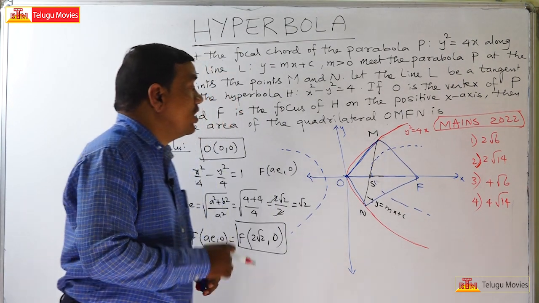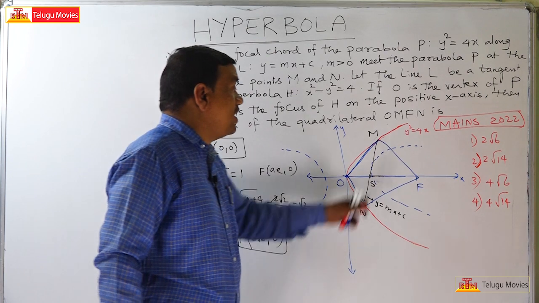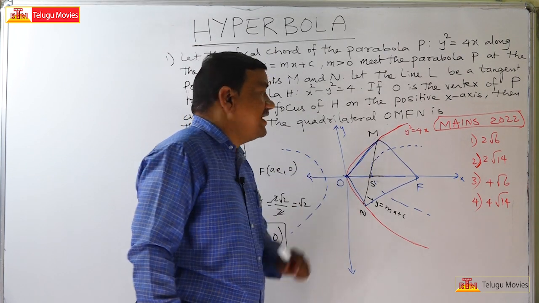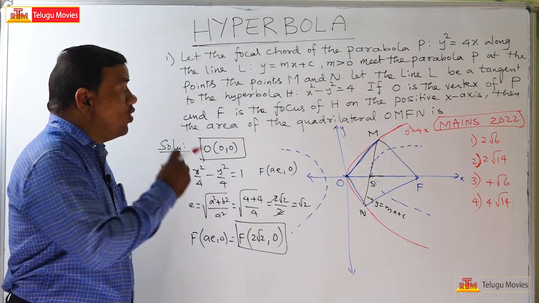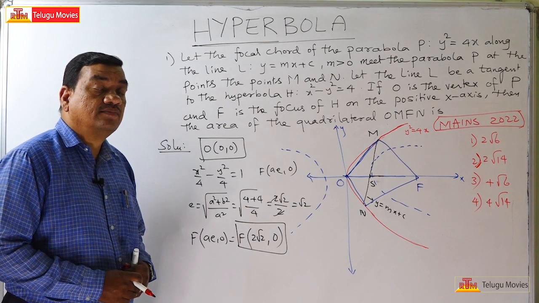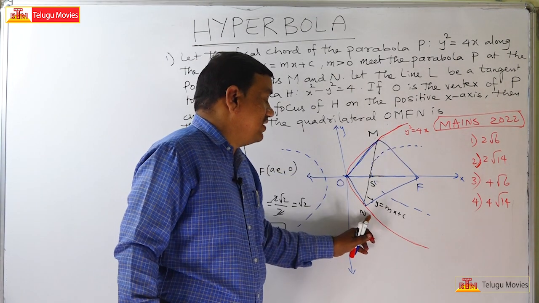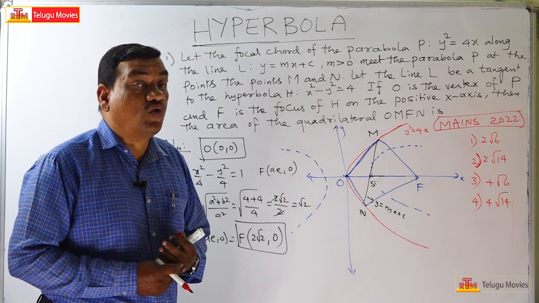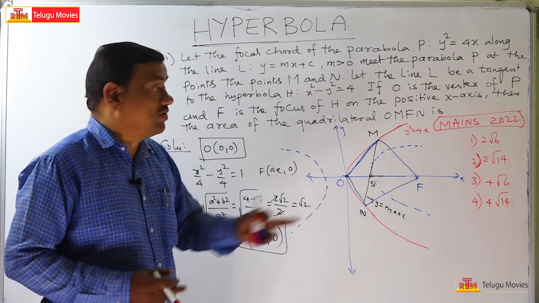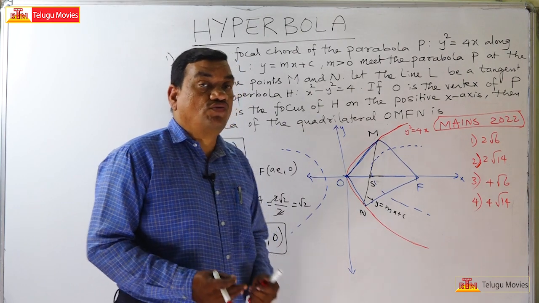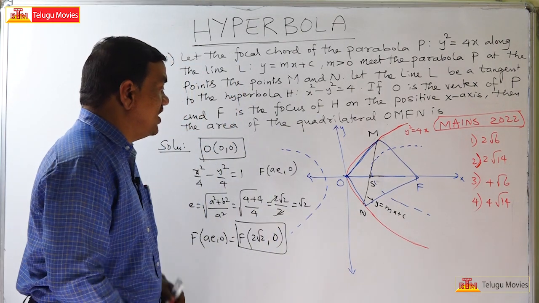Now, our aim is to find the coordinates of M and N. Understand? How to find M and N? The coordinates of M and N mean x1, y1, x2, y2. You have to find the 4 values: x1, y1, x2, y2. Then how to find them? Let us proceed like that.